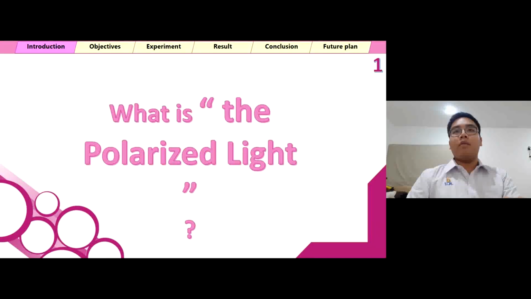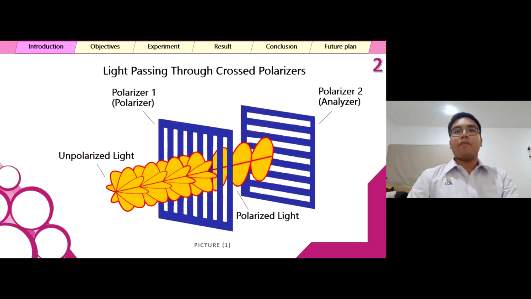Light or electromagnetic wave is a transverse wave that has an electric field vector and magnetic field vector that is perpendicular to the direction of motion. For easier, I will talk about the electric field only. The polarized light will have only one vector line of electric field, and the unpolarized light will have more than one vector line of the electric field or all directions.